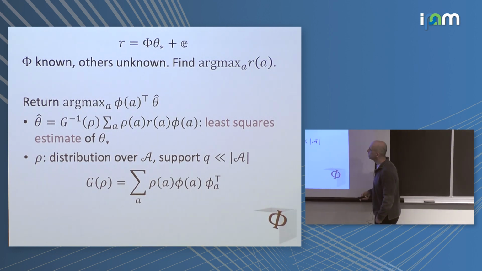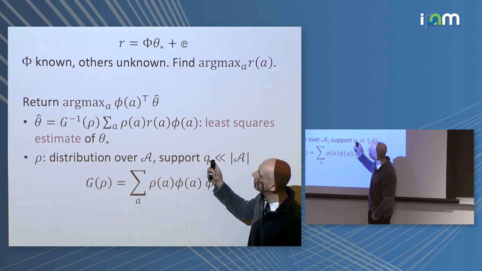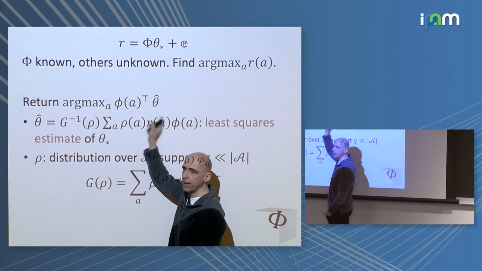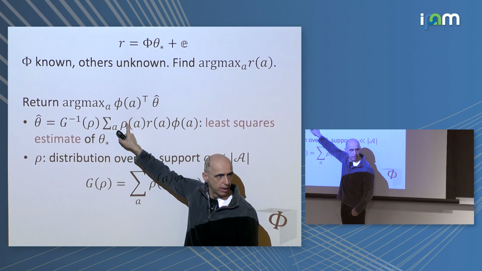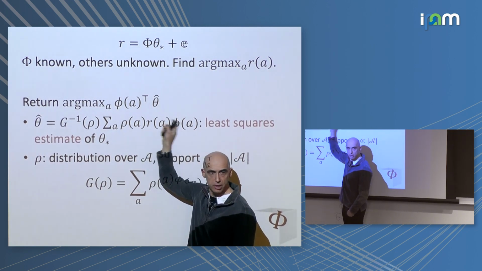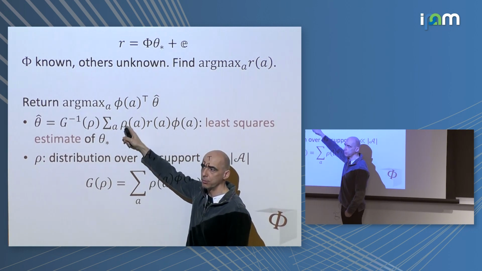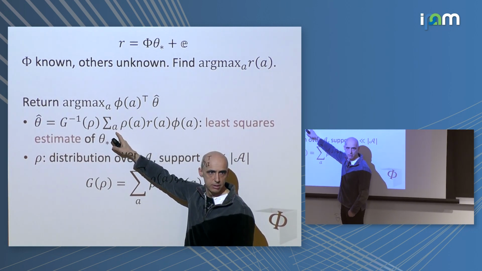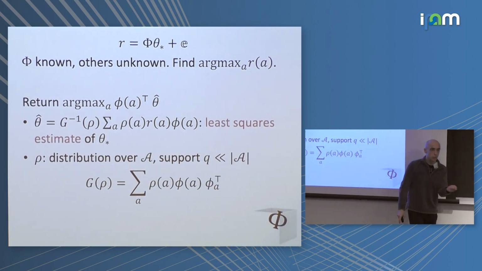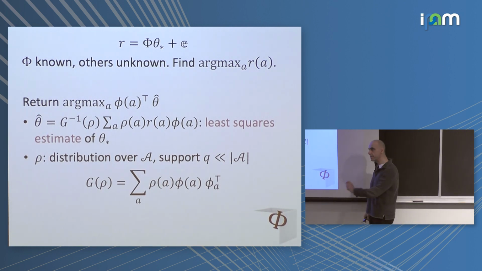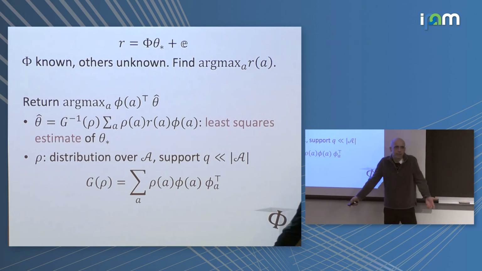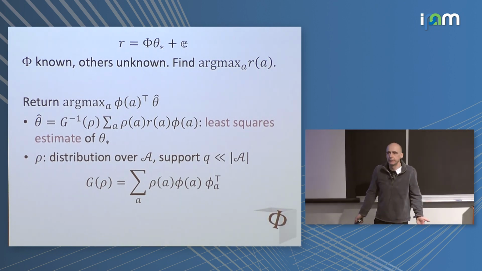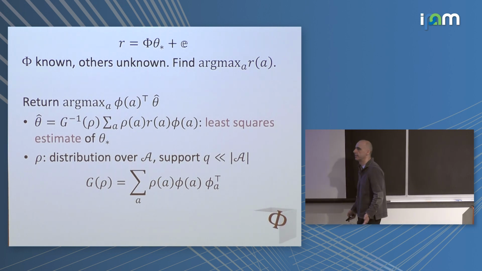OK, so the question is, if you're doing this, this sum is over all possible actions. But actually, here rho is a distribution that can have a small support. And if it has a small support, then you can do this computation in time that's proportional to the size of the support of rho. So you want to find a rho such that its support is small. And yet, if you get the answer, you will get a good answer to your question. You will find a near optimal action. So that is the question. And that's like a classic experimental design question if you look at it. You don't even have noise in this case.